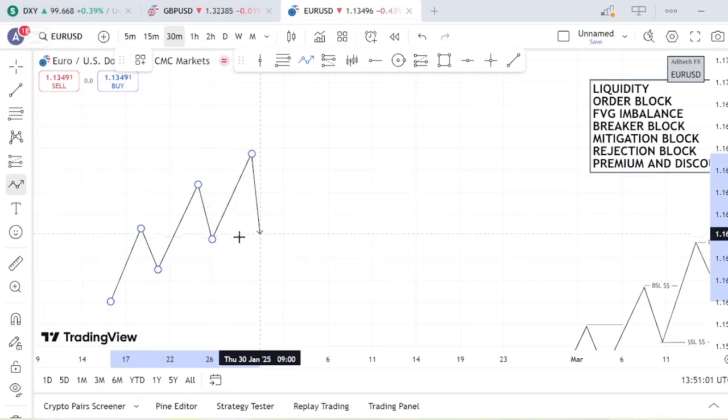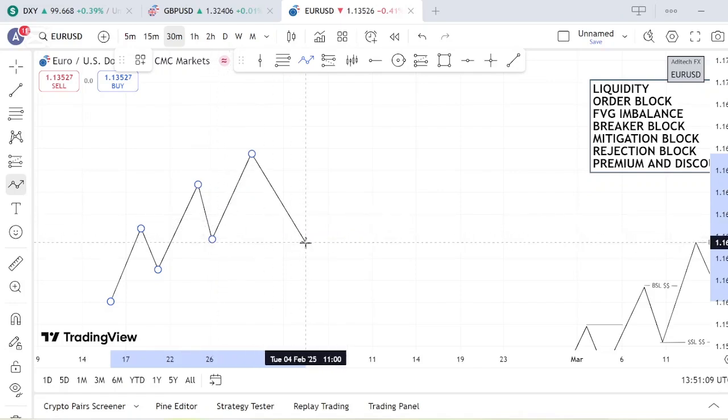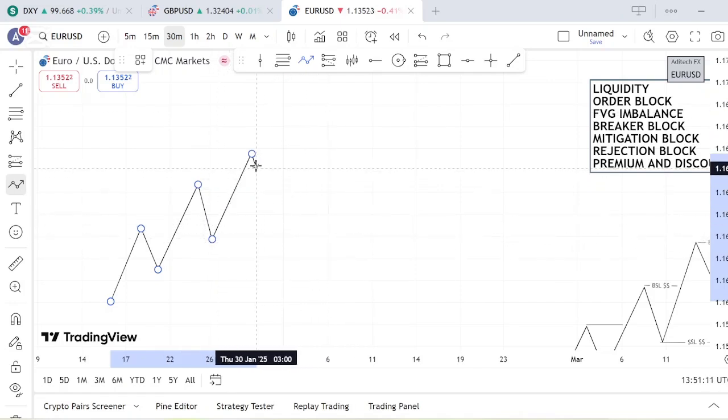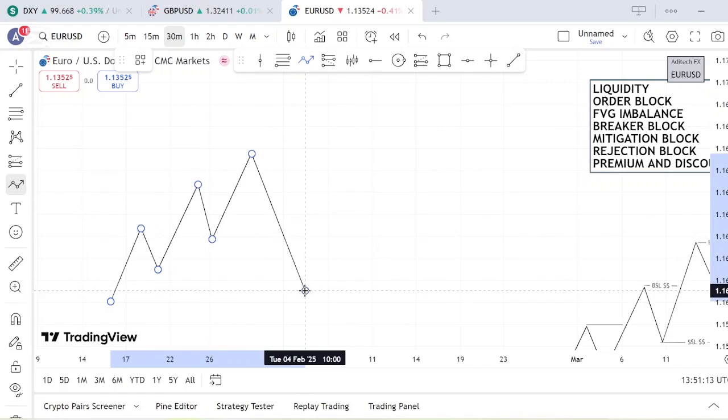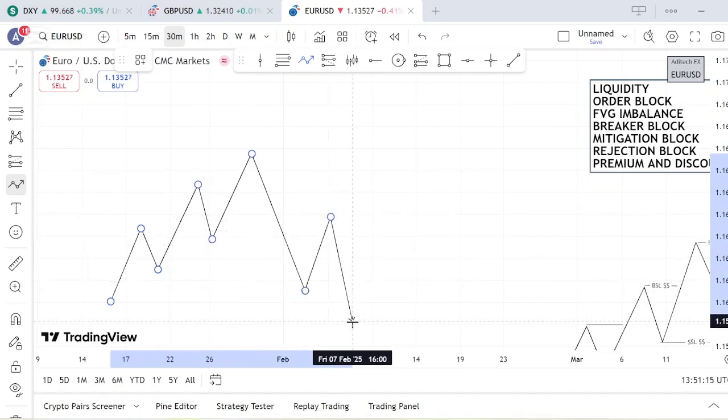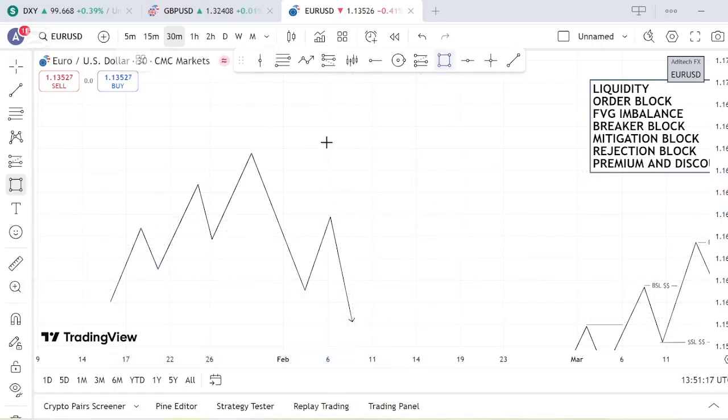What do you expect price to do when it gets to another block? Remember, I just told you that after we have a break of structure, we have another block, and we expect price to come to it and continue going up. But if price fails to respect the other blocks, then you can use it as a sell opportunity, right?